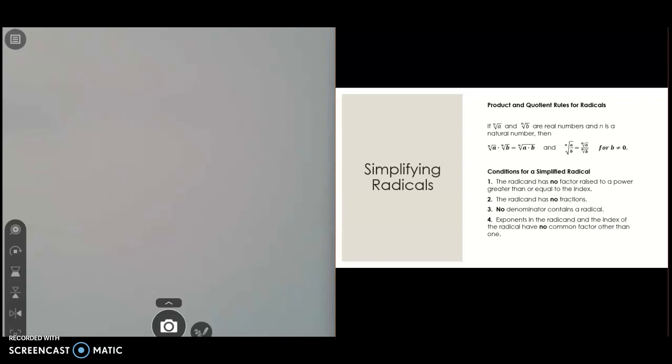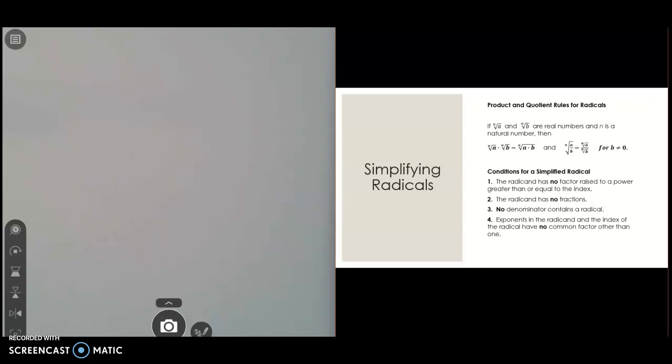Okay? All right, so conditions for a simplified radical. The radicand, that's the thing underneath the square root, has no factor that's raised to a power greater than or equal to the index. The index is that n value, so you shouldn't have a cube root and something to the 5th power, because 5 would be greater than 3.